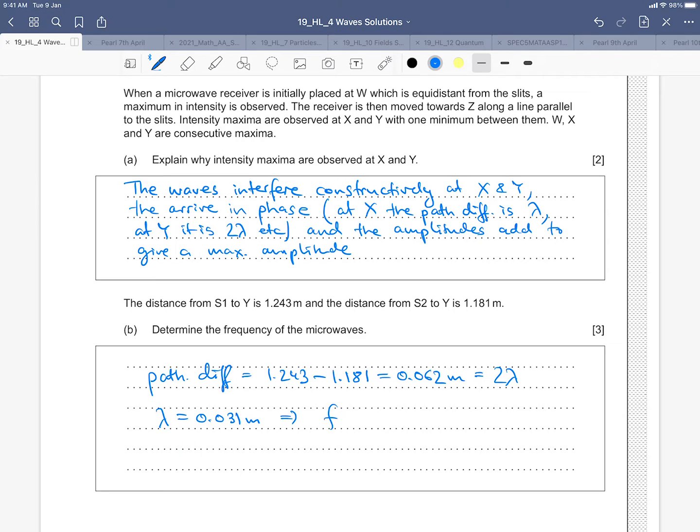Easy enough, use the wave speed equation, because these microwaves are of course electromagnetic waves. They travel at the speed of light in air, which is roughly the same as the speed of light in empty space. So we just use 3 times 10 to the 8 meters per second, and then you get something like 9.7 gigahertz, 10 to the 9 hertz.